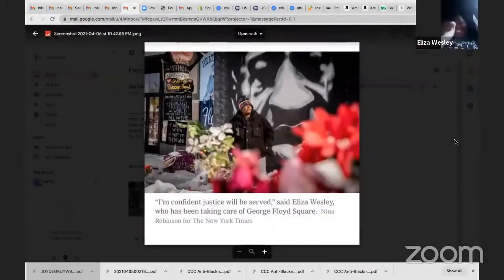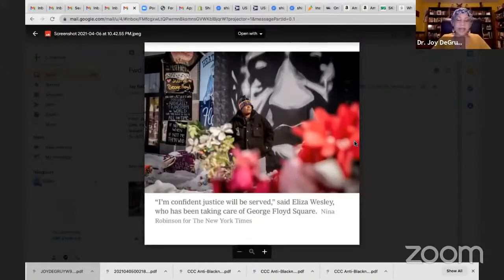It says, "I'm confident justice will be served," said Eliza Wesley, who has been taking care of George Floyd Square. That is Eliza in front of that incredible mural behind her, surrounded by flowers. And knowing that you were guarding that space, could you speak a little to the concerns in the article, of folks who may not want to do good there, which is part of the reason you're in that square protecting it?